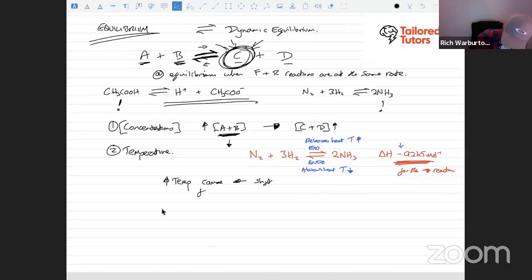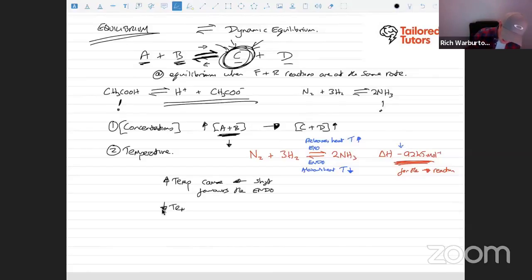Why? Because it favors the endothermic reaction, because Le Chatelier states it's going to shift to try and bring the temperature back down again. So think of it like that. It's a bit complex, but at the end of the day, if you just remember, an increase in temperature favors the endothermic reaction. Increase favors endo, and obviously the opposite is true.